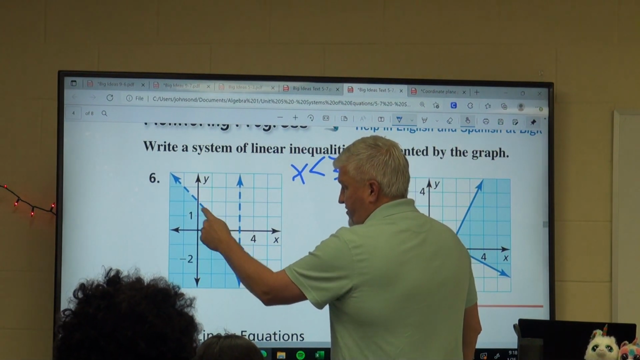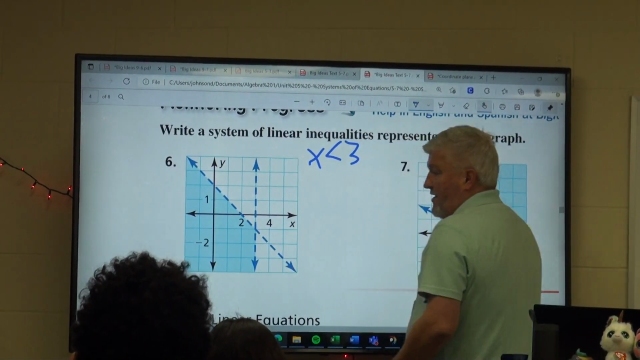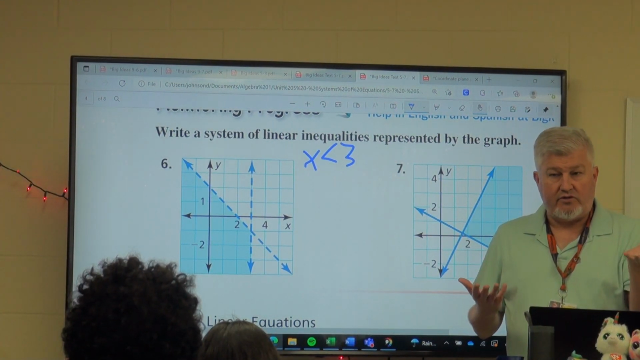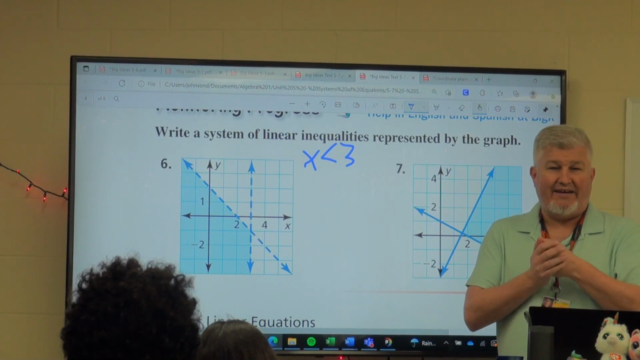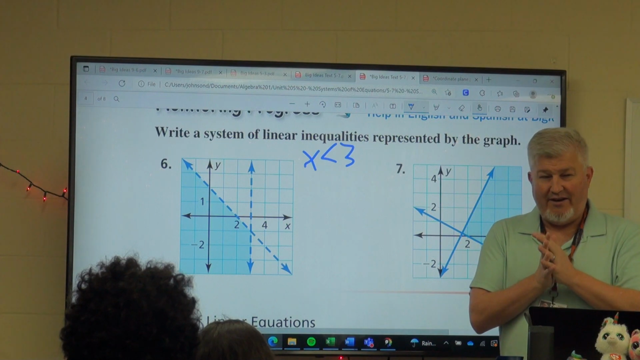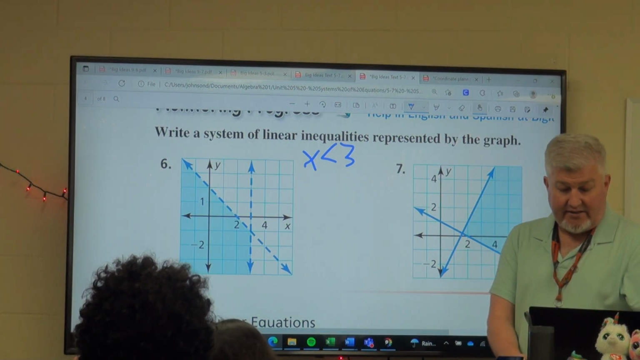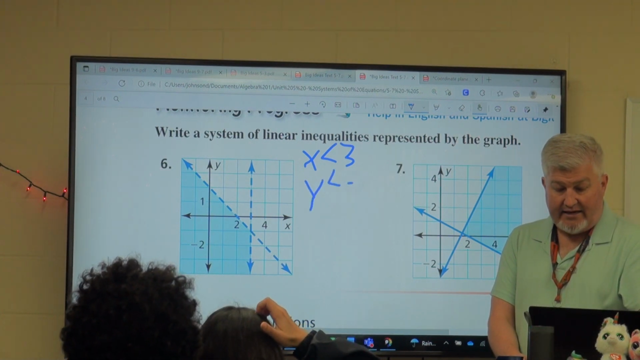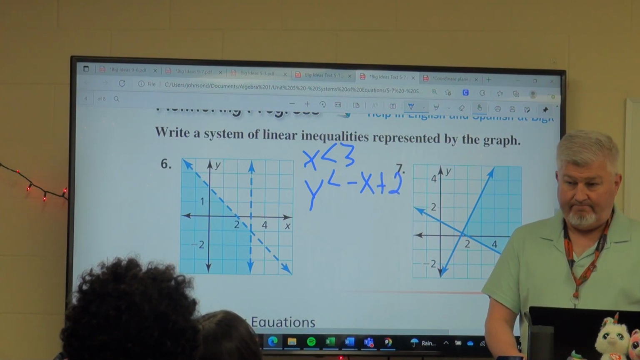The next time it crosses down here, it's down 2 over 2. So that's down 2 is -2. Over 2 to the right is +2. So the slope is, what's my slope of that line? -1. The negative slope. So you should have here y is a dashed line, and the solutions are below it. y is less than -x plus where the y-intercept was at 2. Okay?